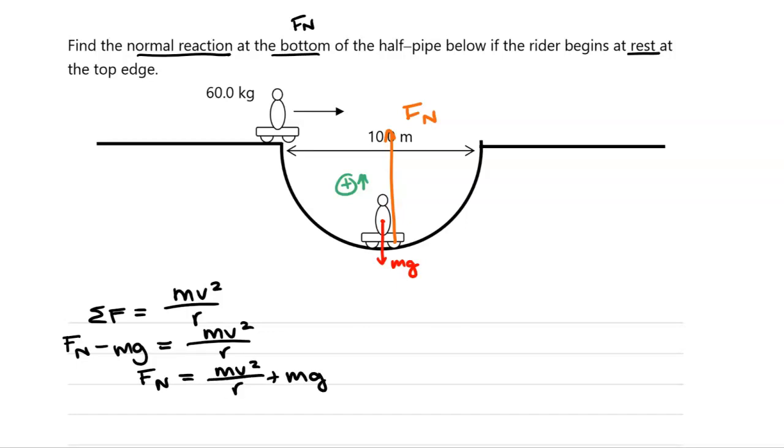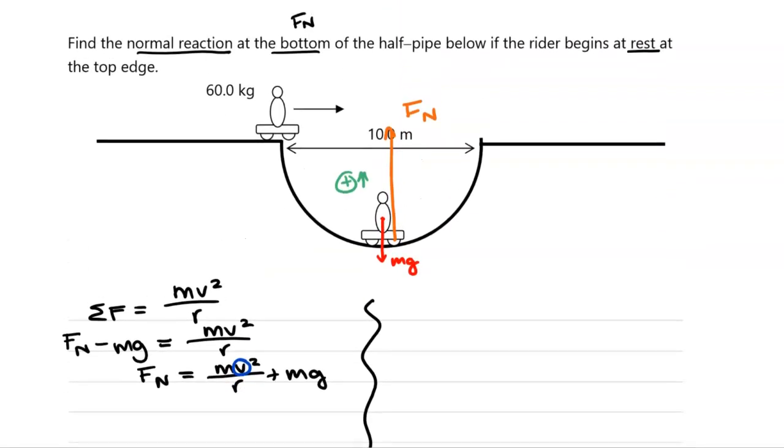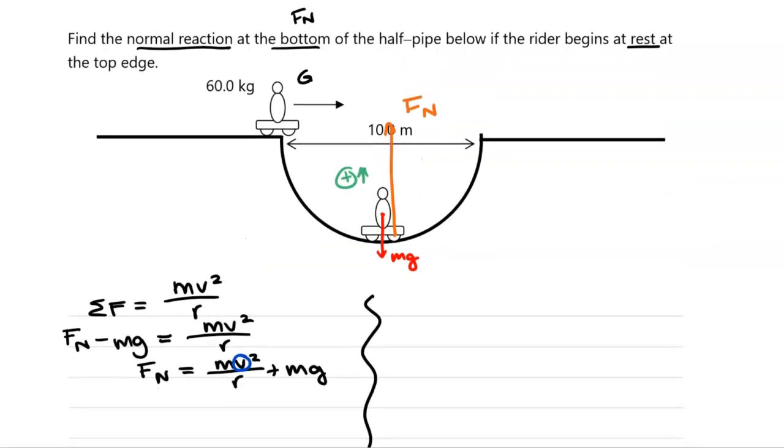Yep, we're in that conundrum again. What's v? We don't know. So how are we going to find out? Using energy. At the top, this object has gravitational potential energy, but here it starts at rest, so no kinetic energy. At the bottom, we'll call this the height equals 0 point. So it's going to have kinetic energy, but no gravitational potential energy.